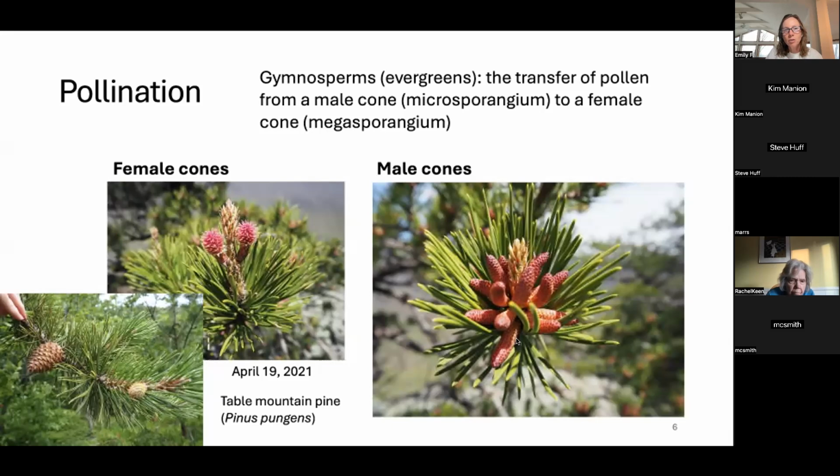And on the other side, we have the male cone. These are going to be longer and have a much shorter lifespan. And all they're going to do is dump pollen in the air. And they dump quite a bit of pollen in the air.